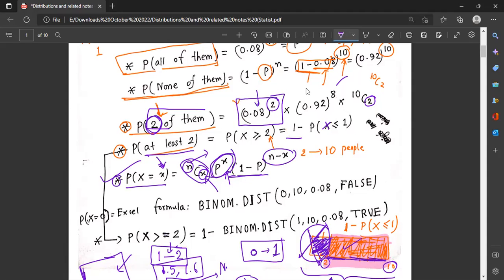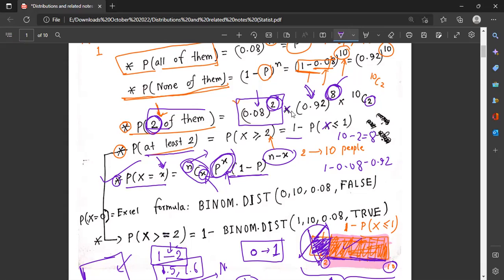So here you see 1 minus p, so 1 minus the probability of being colorblind. So 1 minus 0.08, it will be 0.92. So here is 0.92, and then to the power n minus x. We already took 2 of them, right? And the remaining 8, so here it will be 10 minus 2. That is 8. So the remaining 8 of them are not colorblind.